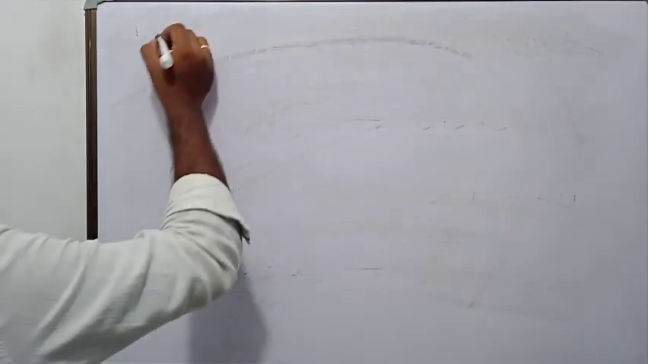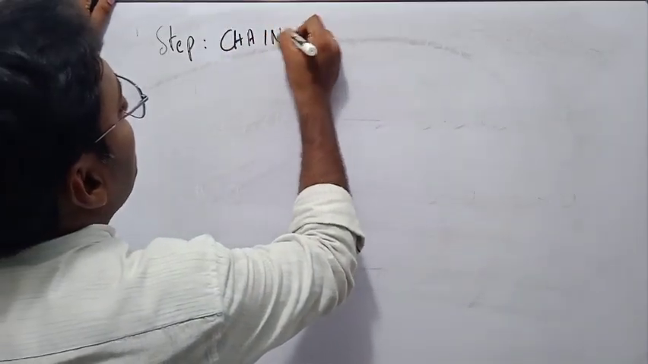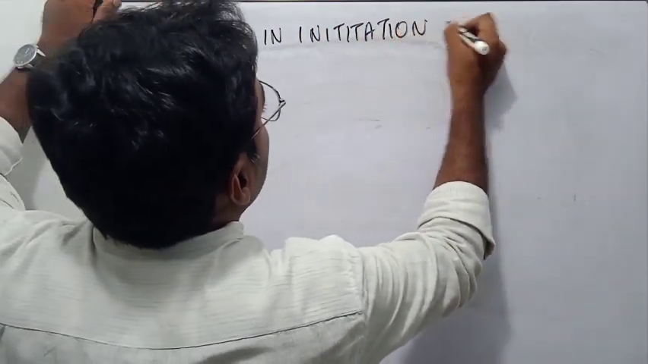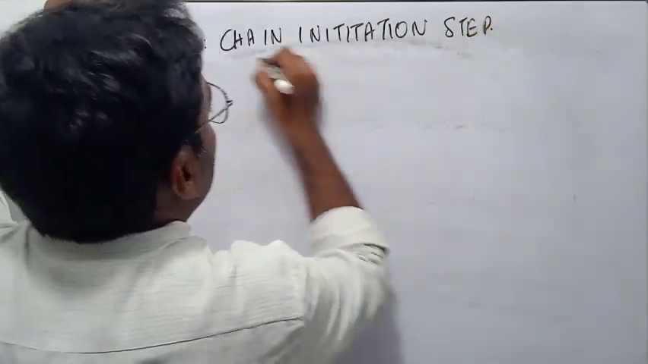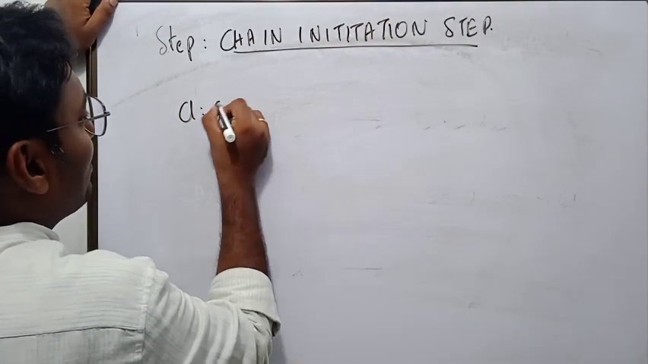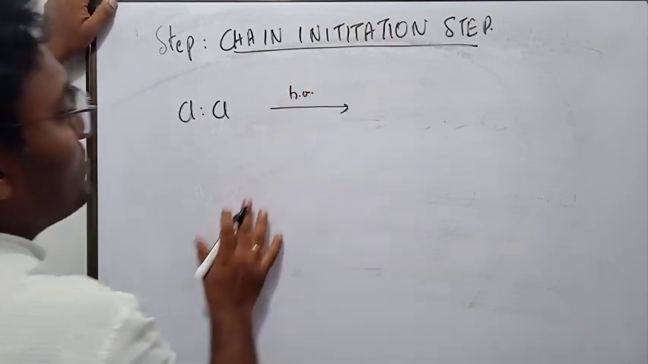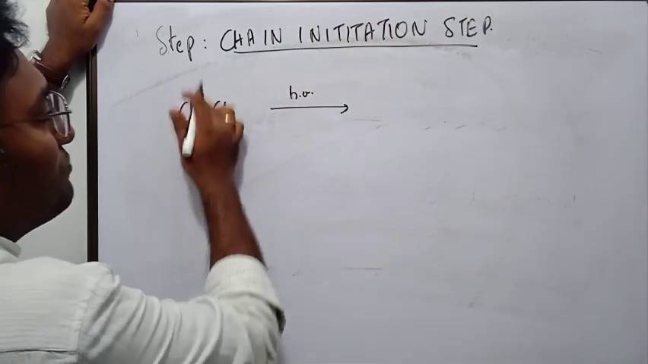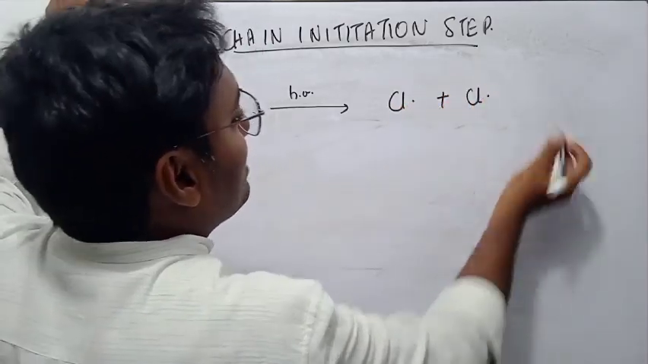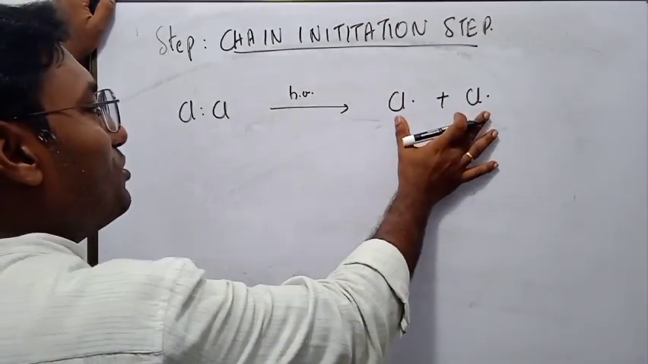Step number 1 is the chain initiation step. Okay, let's see. Now what happens in this step? We have taken chlorine, right? We write chlorine like this and we expose it to UV light. Homolytic fission of chlorine occurs. Homolytic fission, that is, each atom gets 1 electron. Okay, homolytic fission of the chlorine molecule occurs.